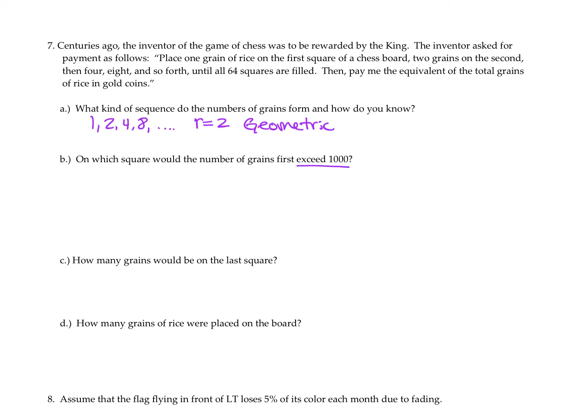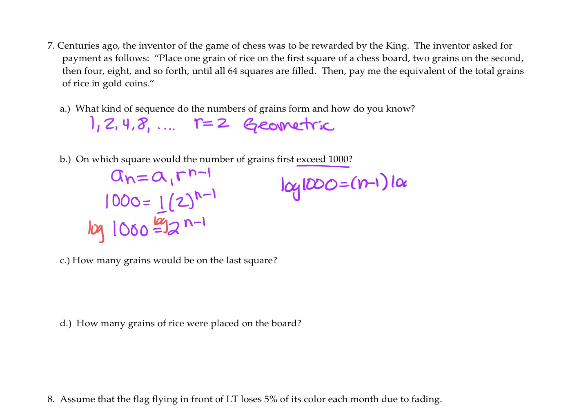So when would they exceed 1,000 grains? I want to use my explicit formula and plug in 1,000. I know my first term is 1, my r is 2, and I have to find out what my n would be. If I divide by 1, it's just going to be 1,000 equals 2 to the n minus 1. Then again, I have a variable in my exponent, so I'm going to take the log of both sides. And so I'm going to get log of 1,000 equals n minus 1 times the log of 2.